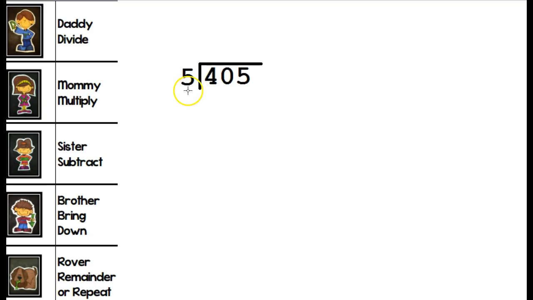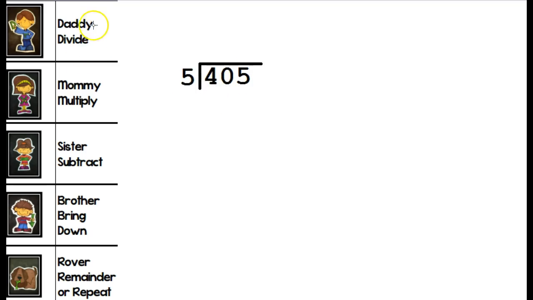So first we're going to take a look, and I want to divide something by 5. So 4 divided by 5 would be the first thing I look at. But since 4 is smaller than 5, I'm not going to do that. I'm going to have to move over to the next digit, where I have a 0. So I have 40 divided by 5. And I can do that. Even if it doesn't go in evenly, I know that 40 is a larger number than 5.